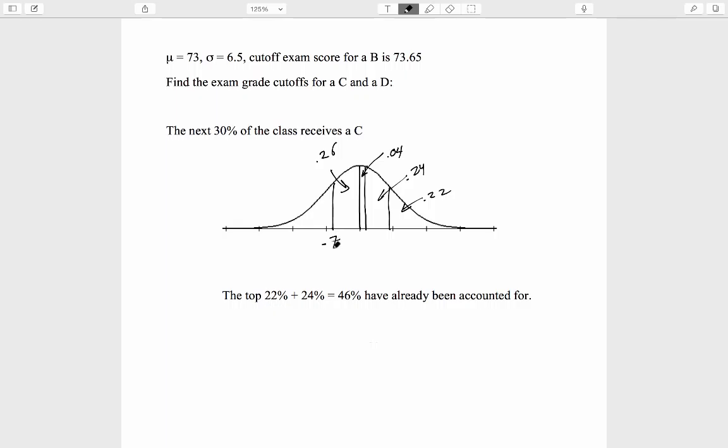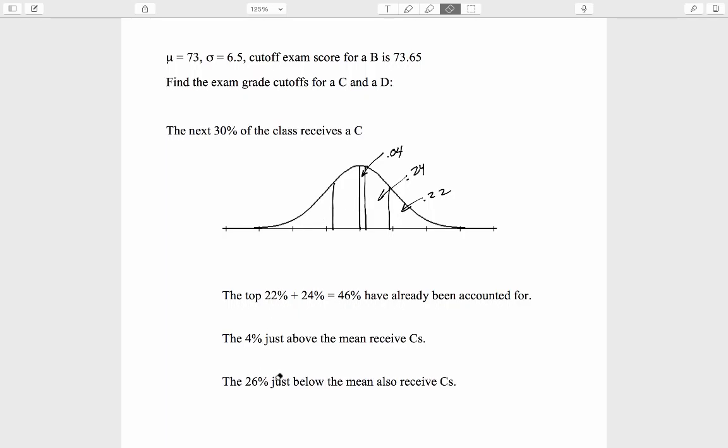To find out where that somewhere is measured in standard deviations, we look inside the table and try to find something equal to or very close to 0.26 as one of the entries. When we do that, it turns out to be 0.71 standard deviations away from the mean, in this case below the mean. Since the 4% just above the mean receive C's, and the entire next 30% of the class below the B's receive C's, that leaves 26% that are just below the mean, who also receive C's.